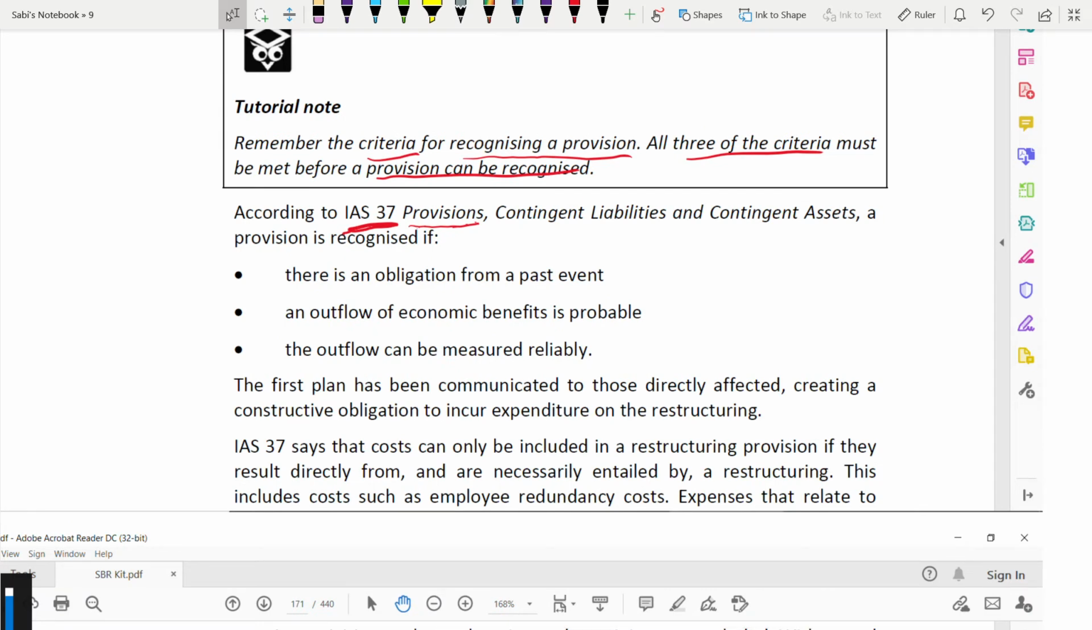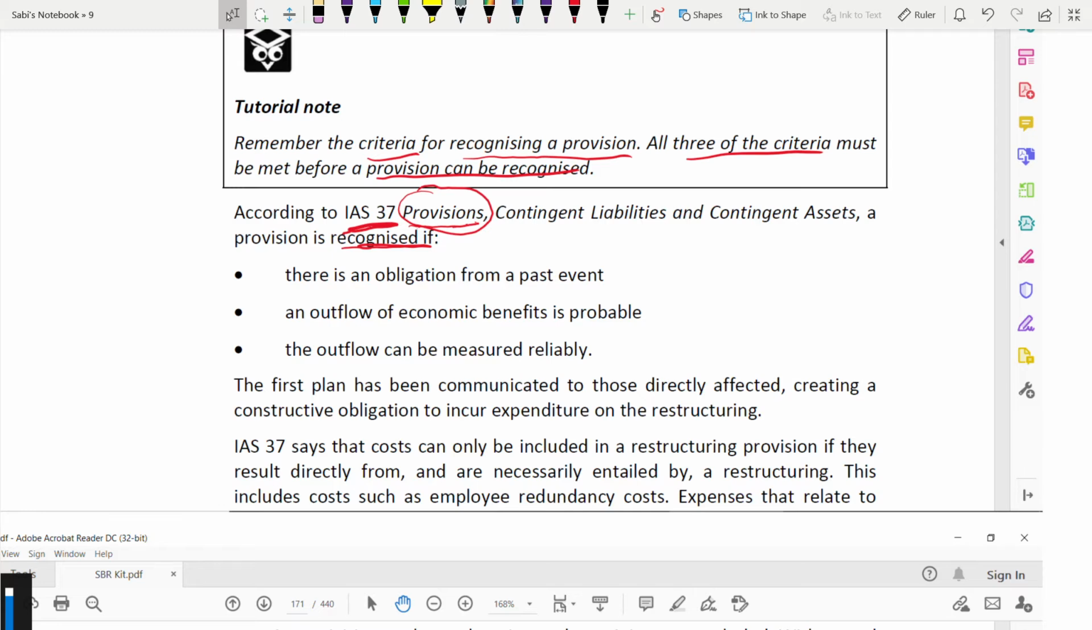So here it's simple. You have to say according to IAS 37 how provisions are recognized. Why provisions? Because restructuring is a kind of provision. So if you understood how a provision has to be recognized, you will understand how restructuring has to be recognized as well. Understood? The word recognize is always there under any standard. The key theme of SBR, in short, is recognition: how to recognize an item in the financial statements. That's it.